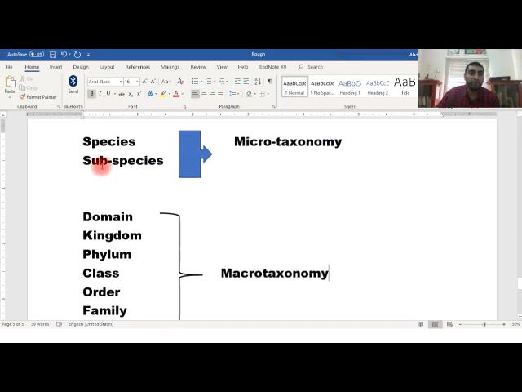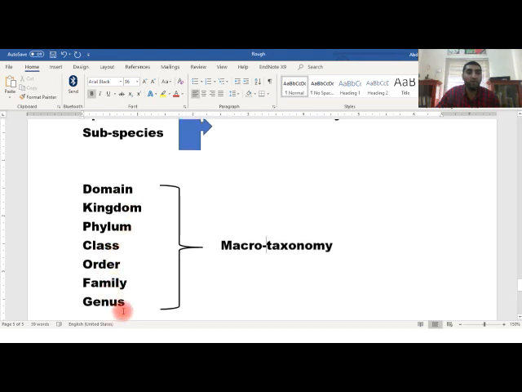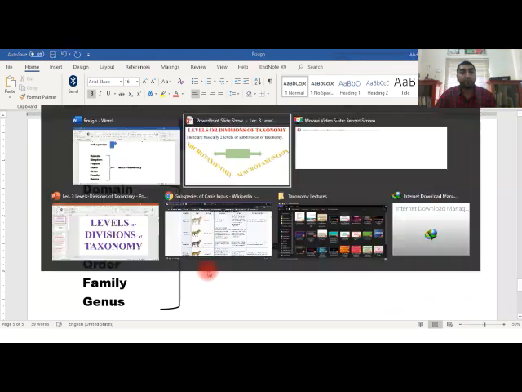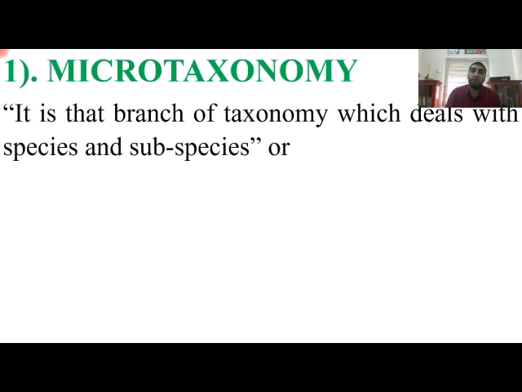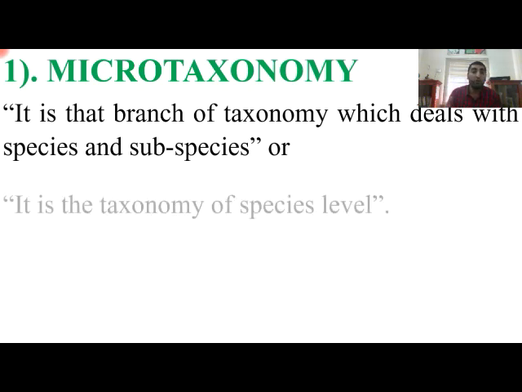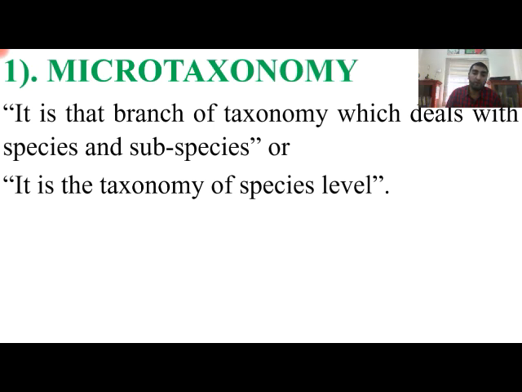Now look at this one. When we study at species and subspecies level, this is known as micro taxonomy. And when we study at domain, kingdom, phylum, class, order, family, genus level, this is macro taxonomy. I hope now you understand what I mean to say. Let's define it properly. Microtaxonomy is that branch of taxonomy which deals with species and subspecies, or very simply, the taxonomy of species level.